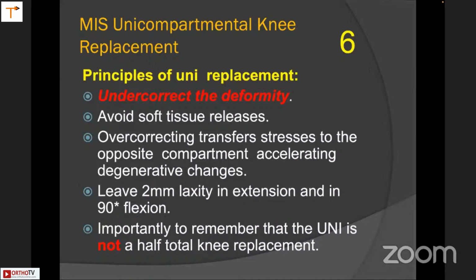The next commandment is you undercorrect the deformity. It's important to understand that you do not do soft tissue releases, and you leave your knee 2 millimeters lax in extension and 90 degrees of flexion. Oftentimes, an arthroplasty surgeon looks at a uni as a similar procedure. It's important to understand that a uni is not half a total knee replacement.